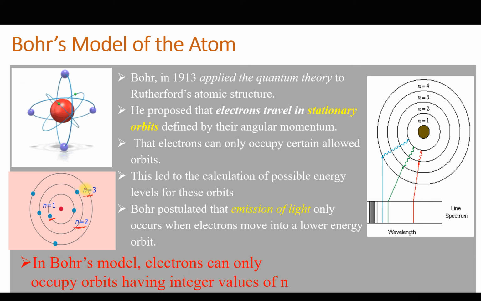However, if an electron makes a transition, say from a higher energy level to a lower energy level, that's when it gives out a photon of energy. That's when it gives out light. So Bohr postulated that emission of light or emission of photons only occurs when electrons move into a lower energy orbit. So whenever an electron makes a transition, that's when it emits light, or that's when it emits a photon.